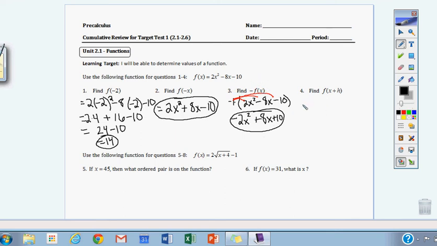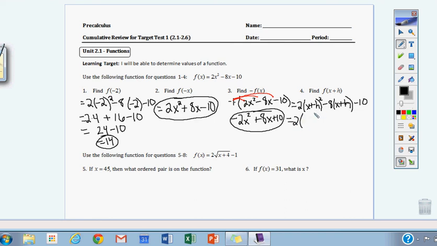All right, this last one here, you need to replace all of the x's with x plus h. So now we're going to have 2 times the quantity x plus h, quantity squared, minus 8 times the quantity x plus h, and then minus 10. So here's the deal. Be very careful. It's great that you got to that point. That's just the concept, but be able to go further with your math here.